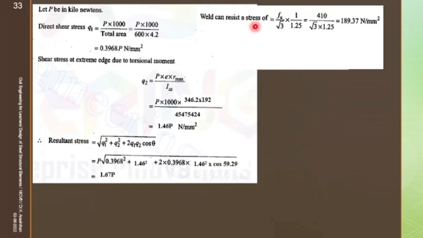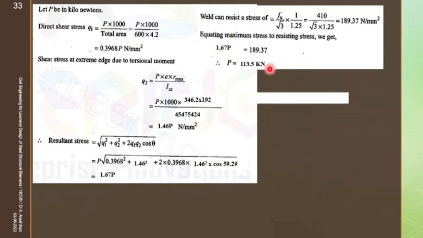The weld can resist the stress of, so this is the welding resistance, Fu divided by root 3 into 1.25. So Fu is 410 divided by root 3 into 1.25, which will be 189. So you can equate these two. 189.37 equal to 1.67 P. If you equate this, you will be getting the value of P. If you cross multiply, you will be getting 113.5.